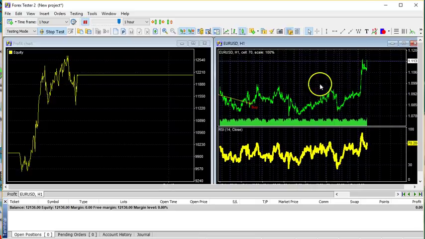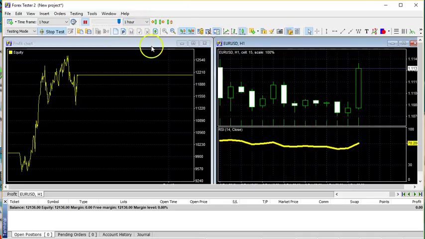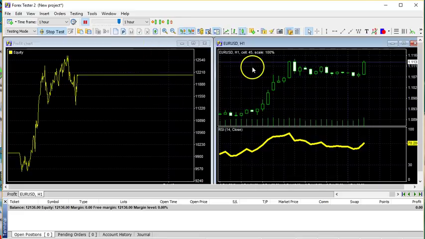It's moved up. It's broken resistance right there. It's moved down, and it's getting ready to break resistance again. So what I'm going to do, I'm going to scroll in right there, and this is how I backtest. I'm going to scroll in. I'm going to draw me a line right there.